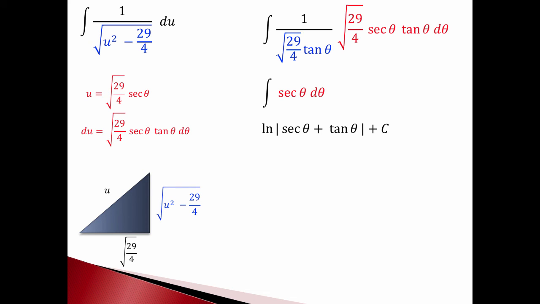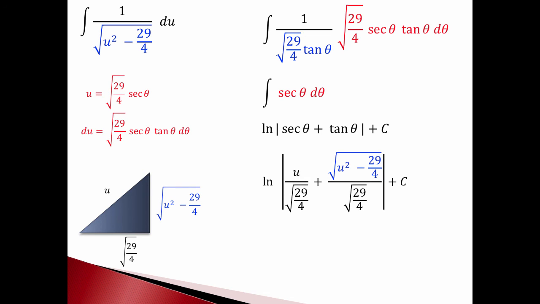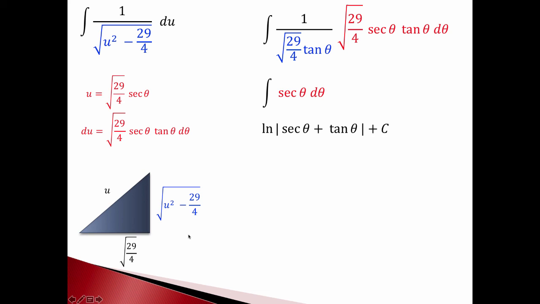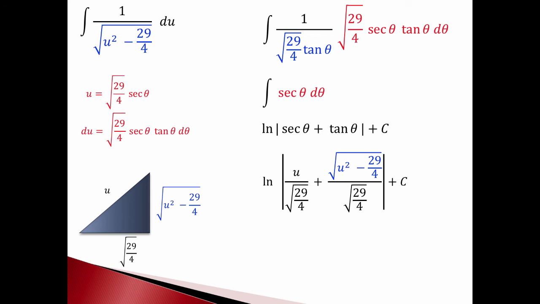That's my u. And u squared minus the square root of 29 over 4 squared, and take the square root to get the opposite side. And then just read off the answer, right? So the secant, that's the hypotenuse over the adjacent, so u over square root of 29 over 4. Tangent, that's the opposite side, the square root of u squared minus 29 over 4, all divided by the adjacent side, which is square root of 29 over 4.